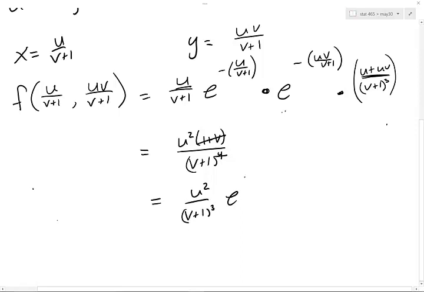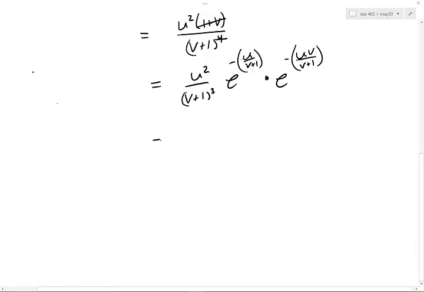And then it's e to the u over v plus 1, negative. And then times e to the uv over v plus 1, negative. Okay, everyone follow that? All right, I don't hear anybody complaining, so I'm going to keep going. V plus 1 cubed. Now, these guys have the same base, so I can add my exponents, correct? And put them both inside of a parentheses and put a negative out front if that's okay with you.